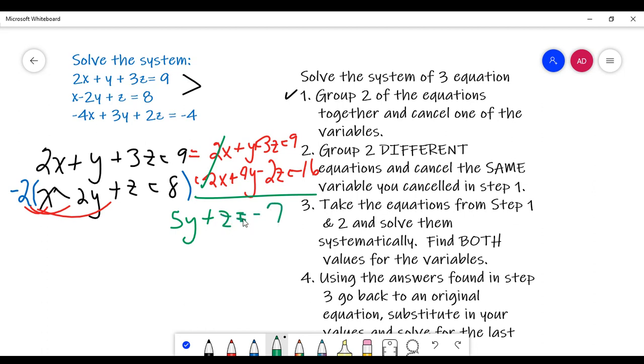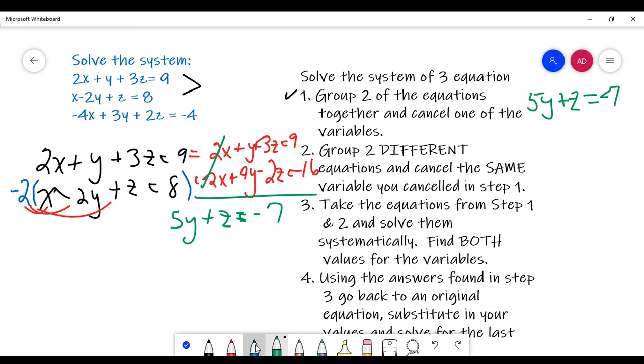Now, I'm going to hold on to this equation, and I'm going to tuck it over here. 5y, and then I'm going to say plus, I think that says z. What was that z? Yep, just a z, good old-fashioned z, equals -7. You know it's bad if I can't even read my own handwriting.